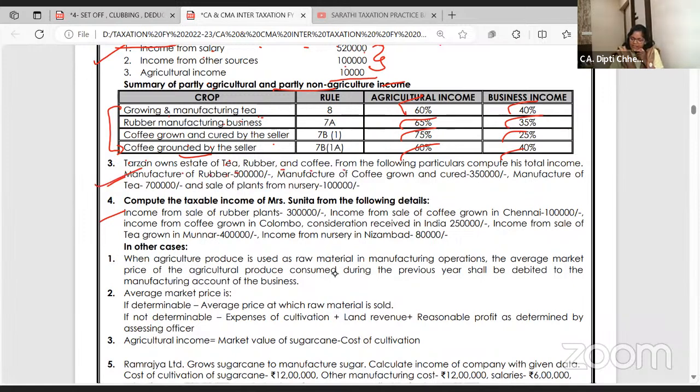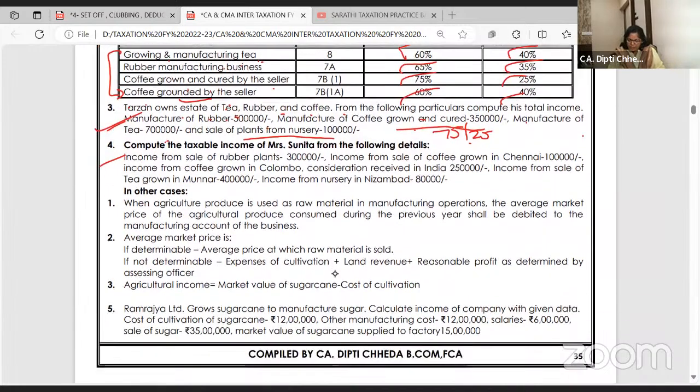Tarzan owns estate tea coffee and he's manufacturing rubber or coffee. Let us do it in notebook तो rates भी याद हो जाएंगे. This is now coffee grown and cured. So coffee grown and cured is 75 25. Grounded है तो ही आएगा. Manufacturing of tea. अच्छा, sale of plants in nursery तो पूरा ही exempt है. So let us do problem number 3 in the notebook.